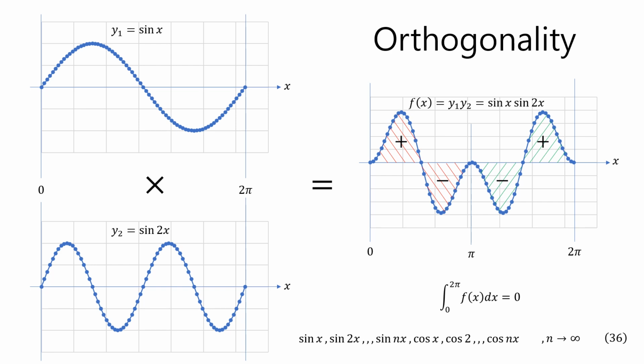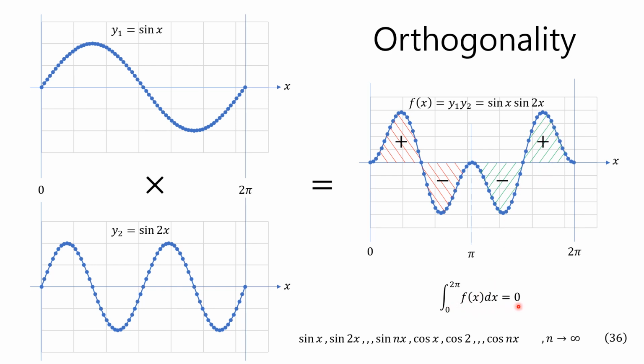Next, let us choose two arbitrary sine functions from the trigonometric system represented by equation 36. Each of these is the upper left figure, sine x, and the lower left figure, sine 2x. After multiplying these two functions y1 and y2, let's call the resulting function f(x). If f(x) is graphed, it will look like the figure on the right. This graph is symmetrical about the line x equals pi, and as can be intuitively seen, the result of the integration is 0.